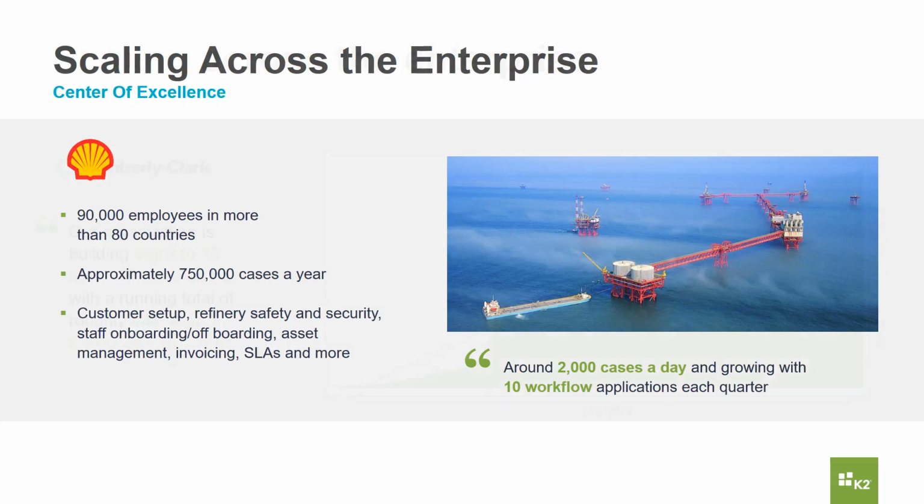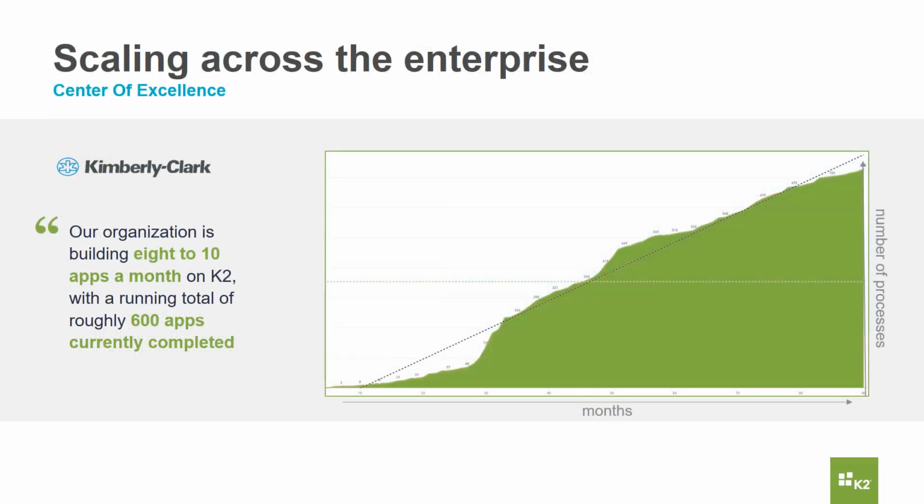And then continuing that scale theme, another customer we have is Kimberly Clark. And the graph on the right really does a great job of showing how an organization can build and deploy applications over time and really get the best benefit back from a K2 deployment. And here I really like this quote. "Our organization is building 8 to 10 apps a month on K2 with a running total of over 600 apps currently completed." So you can imagine the sheer number of instances that are going to be started, how the organization actually benefits from that, and continuing to develop applications even quicker to accommodate new needs across the business and quickly satisfy those needs for those business units.